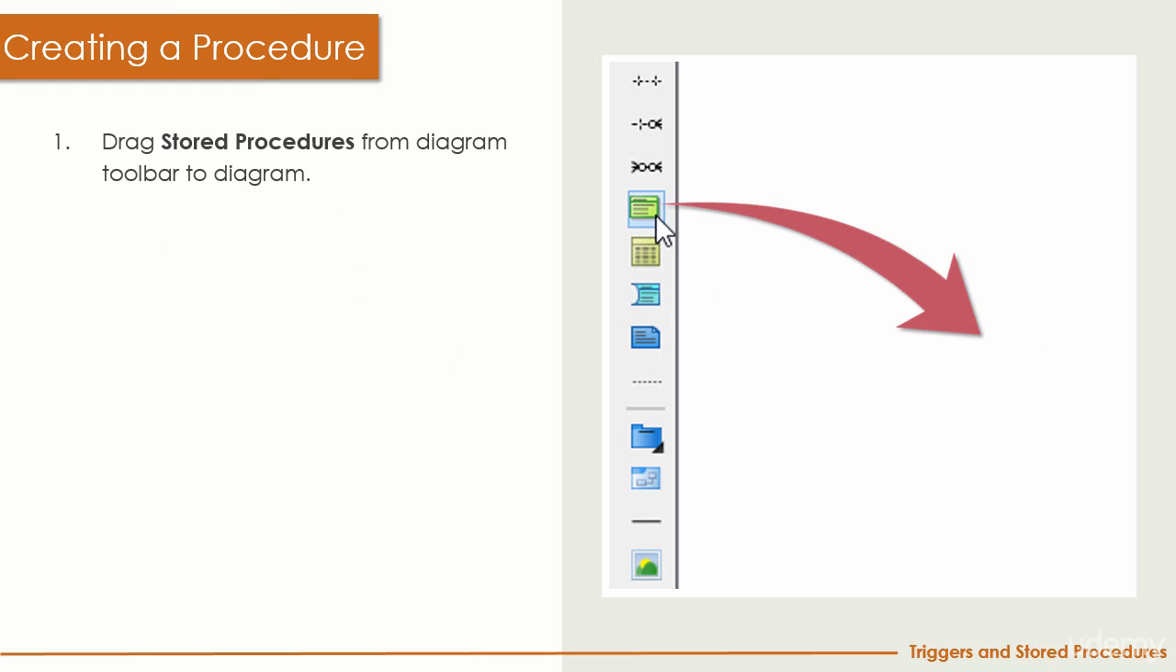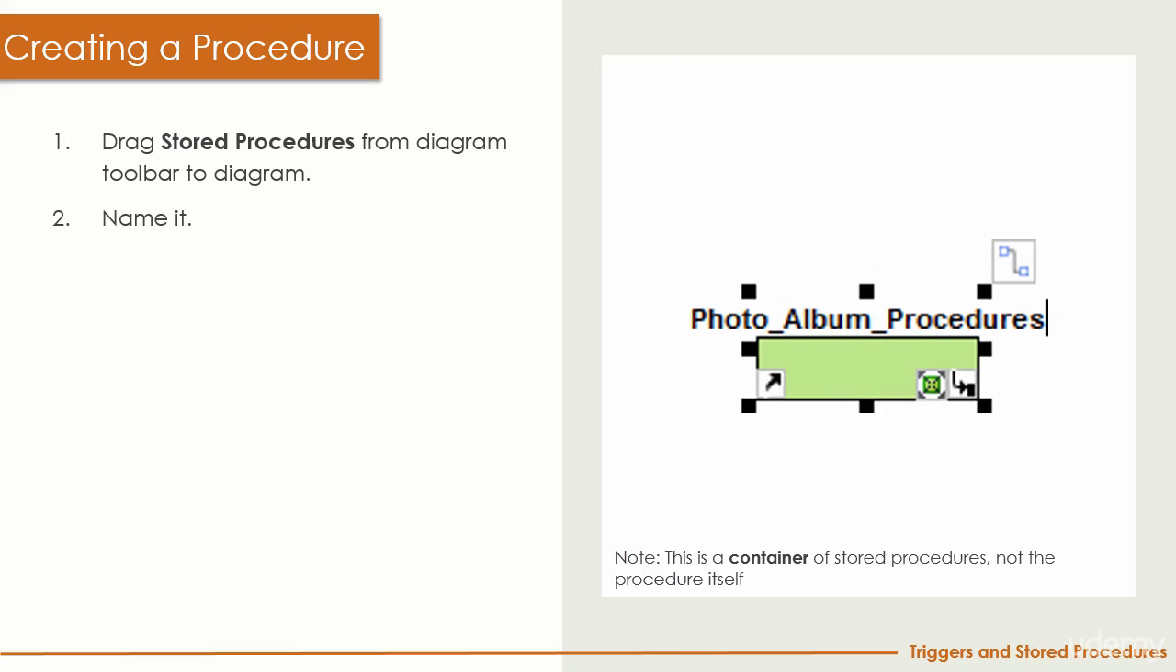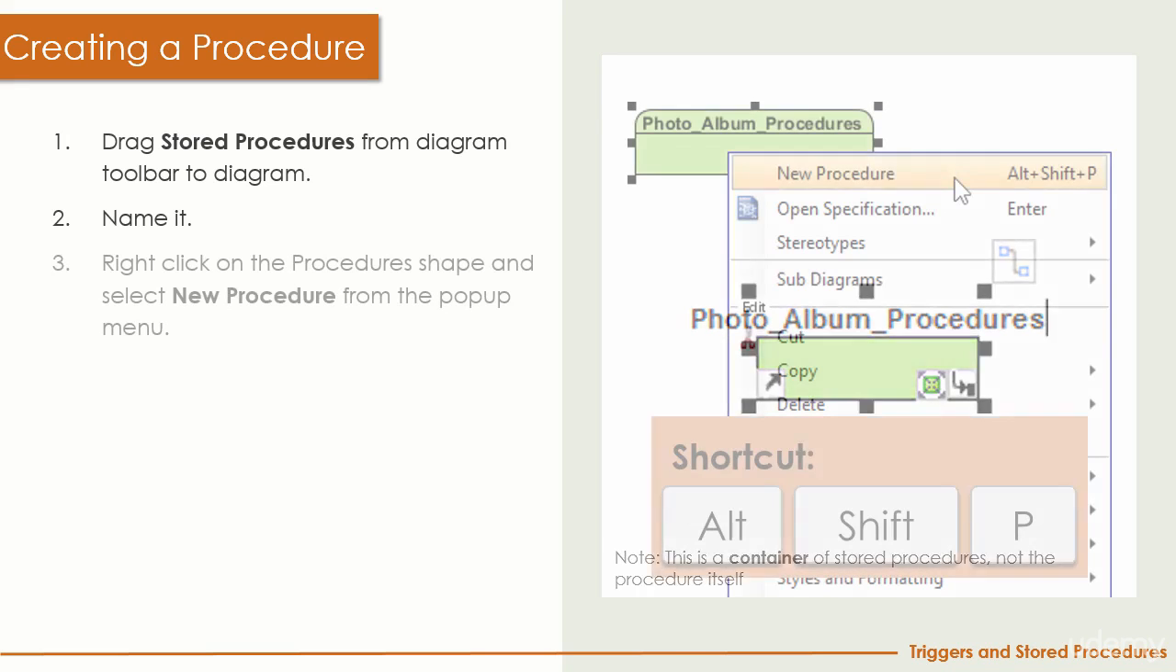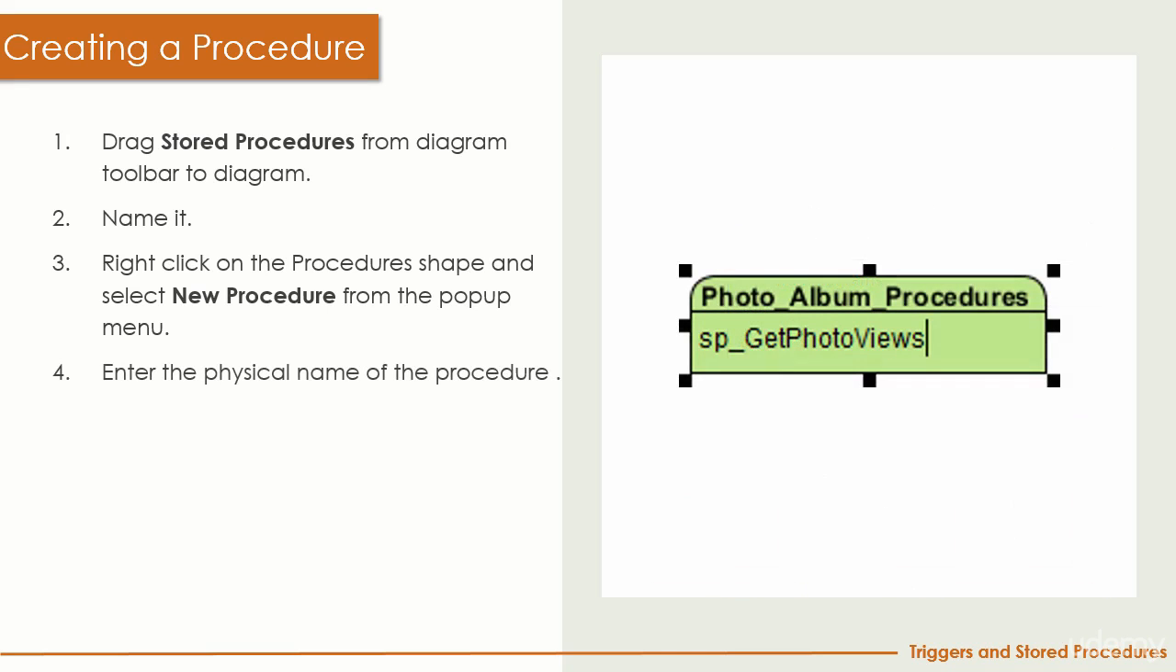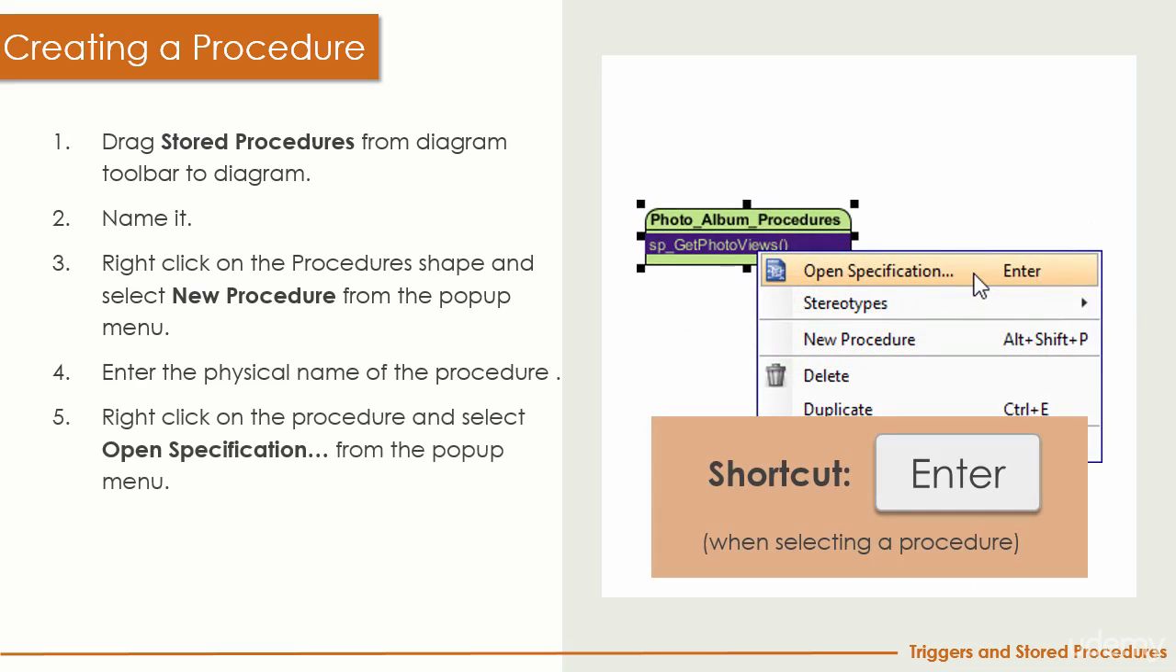To create a stored procedure in Visual Paradigm is very similar to the trigger. You just drag the stored procedure from the diagram toolbar to the diagram and name it. Same as the triggers, the stored procedures is a container which contains one or more procedures, so it is a logical container. Then you right click to create a new procedure, or use Alt+Shift+P as a shortcut. Then enter the name and open the specification, or hit the enter key.